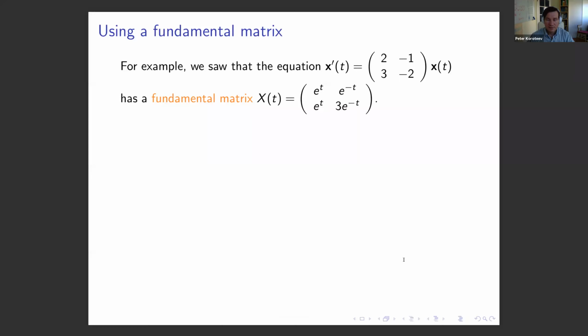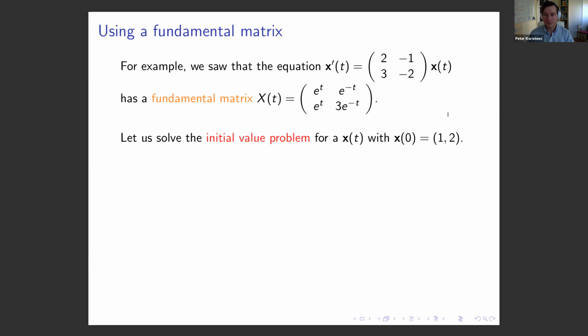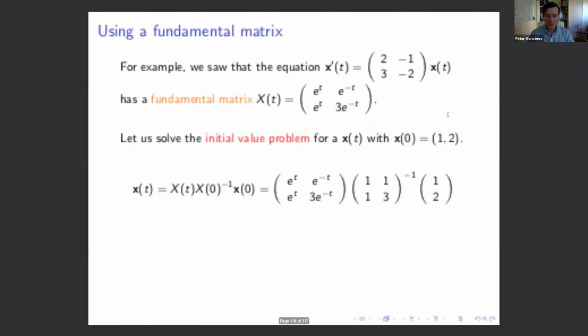So let's do an example. The 2 by 2 matrix 2, -1, 3, -2. We have checked previously that this 2 by 2 matrix, e to the t, e to the minus t, 3 e to the t, e to the negative t, is the fundamental matrix. And then say you want to solve the initial value problem for x of t with x of 0 equal to 1, 2. It's a vector with components 1 and 2.